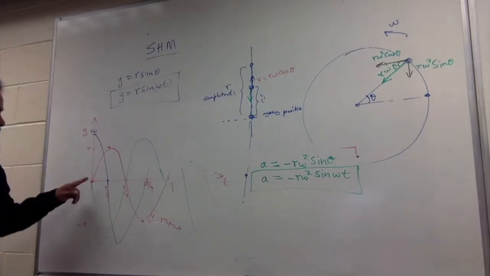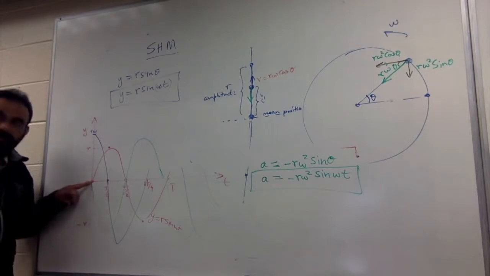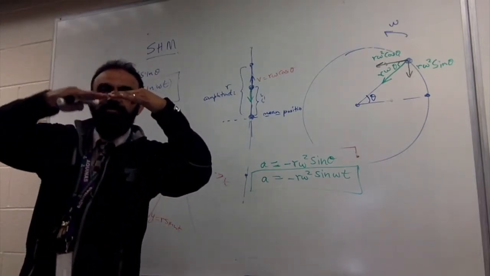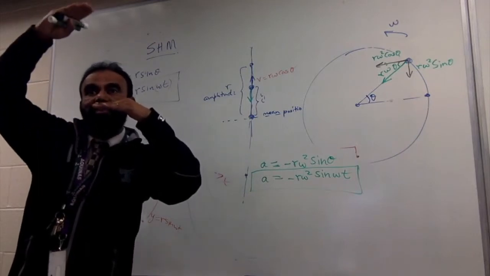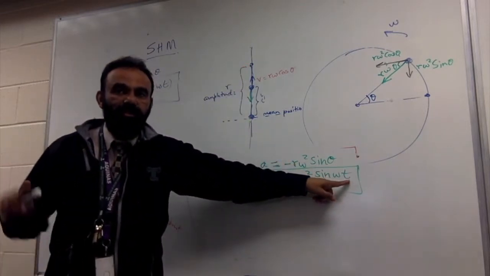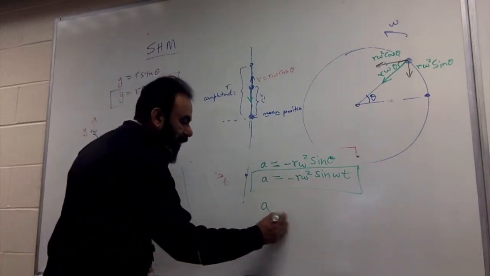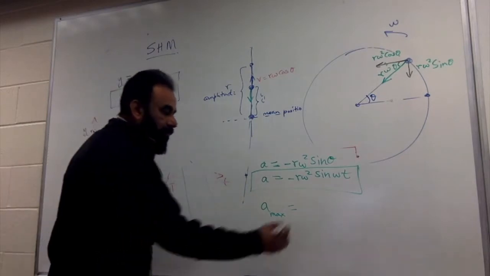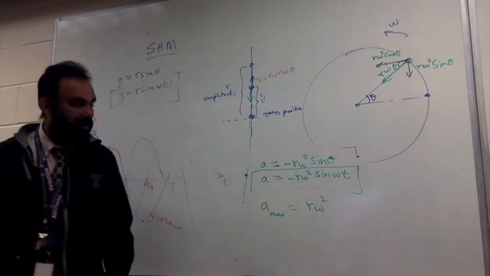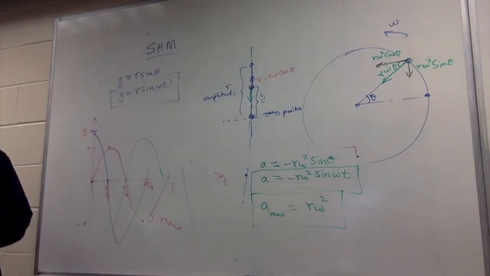What is the acceleration at time t equal to 0? Zero. At this point, no acceleration. That means when it is swinging by the mean position, there is no acceleration right there. Where's the acceleration most? When it is turning back. So if you put t as t over 4, you'll end up getting what? What is the maximum acceleration in simple harmonic motion? R omega squared. The minus sign is there just to let you know it is opposite, but this is your maximum acceleration expression. That's your equation for maximum acceleration.